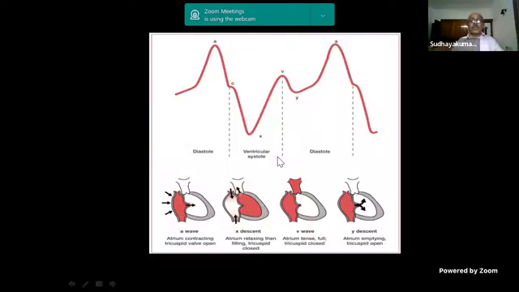Then you see that the descent is more impressive. That is a normal JVP. The X descent is the most impressive in a normal JVP, but the descents are more impressive than the ascents. Now here you can beautifully see that the descent is beautiful. It is irregular. You are seeing only one wave and there is a descent. So what is the diagnosis? Tricuspid regurgitation.